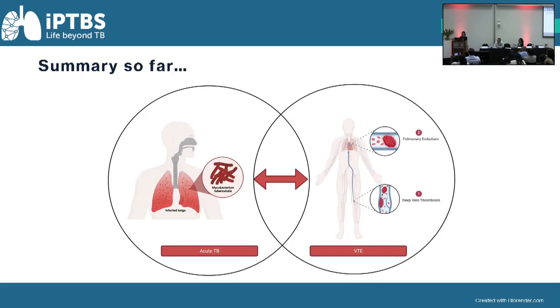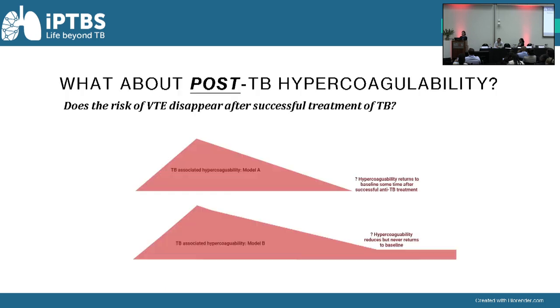So briefly, acute TB is associated with VTE, which mechanistically occurs via multiple pathways. VTE significantly impacts the clinical course in TB patients, and we need to find out more about the risk factors associated with VTE in order to better identify high-risk patients. And this brings us to our next question.